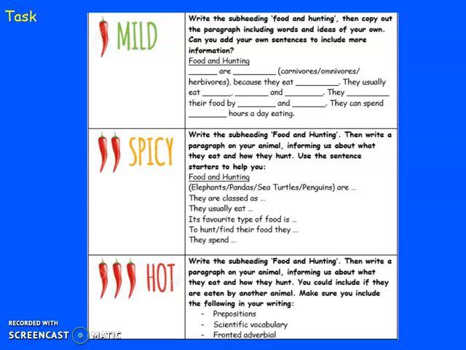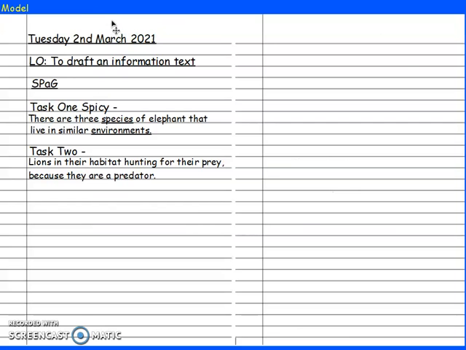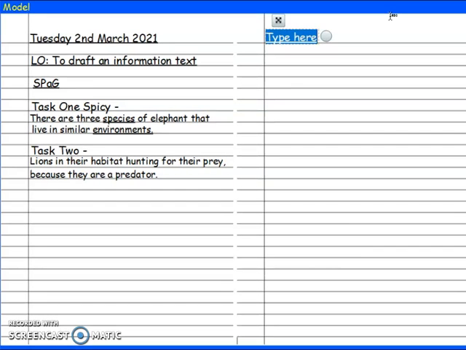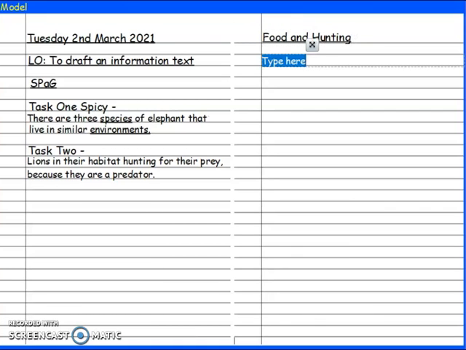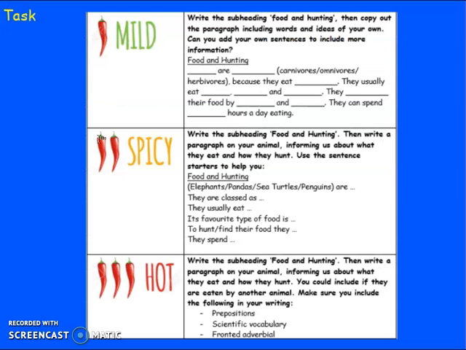Okay, so the first thing we need to do is go to our page and write the subheading. So we're all doing the subheading. So go to our page, and at the top of the page I'm going to write my subheading. So the subheading is food and hunting. It's on your plan and it's on the task sheet. So we've written the subheading. Now I've written that, I can go to my task sheet and I can use the sentence starters or the paragraph structure to help me.